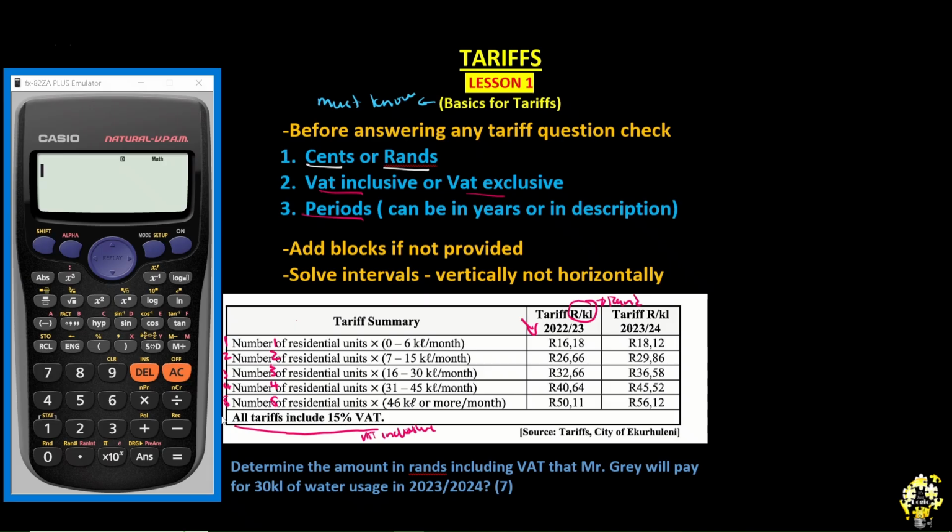Now, these are the intervals: 0 to 6, 7 to 15, 16 to 30, 31 to 45. Now, remember, there are a lot of tariff questions. Telephone, water, electricity. We obviously are not going to cover all of them, but if you understand the fundamentals, the basics, you will be able to solve all of them. So, these are the intervals. These right here. All of these, they are in the intervals.